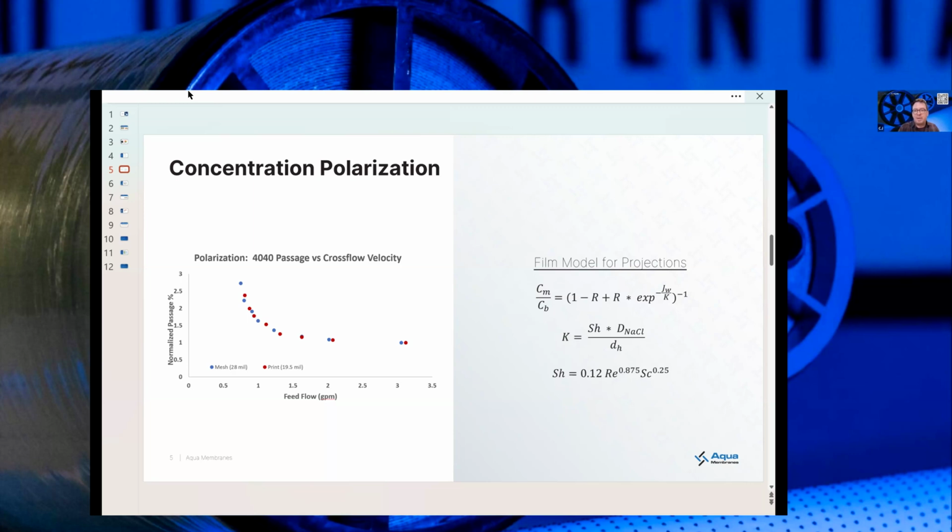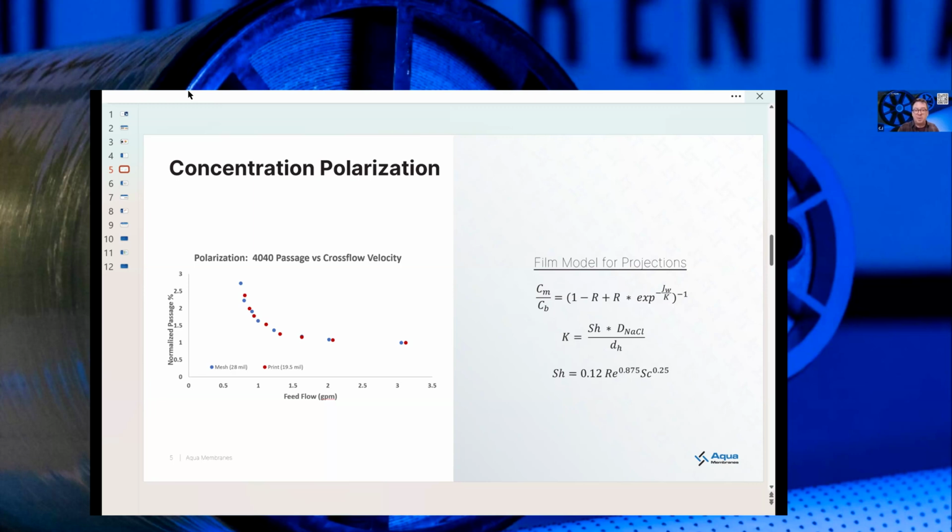So 3 GPM is high crossflow velocity. The concentration near the surface is essentially pretty close to the bulk. And as we start starving the crossflow, two things happen. One is the recovery goes up, and the second thing is the mixing starts suffering.